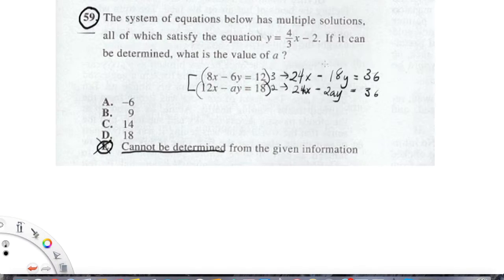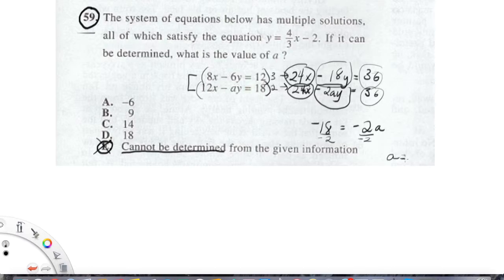Okay. Well, if these things are equal, 24x and 24x, 36 and 36 are equal. That means -18y and -2ay are equal. Even more specifically, -18 is equal to -2a. And now, of course, just some simple algebra, divided by -2 on both sides. And of course, we would get a equals 9. Awesome. So there's our answer.